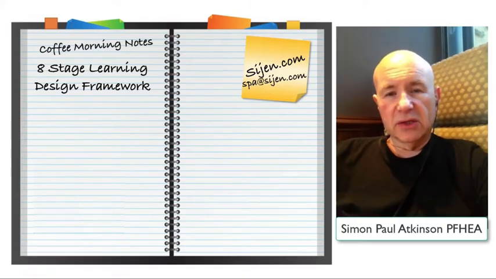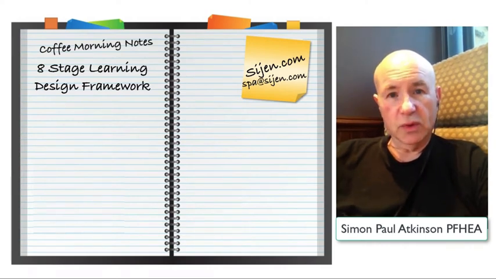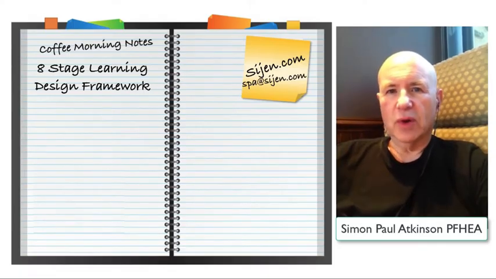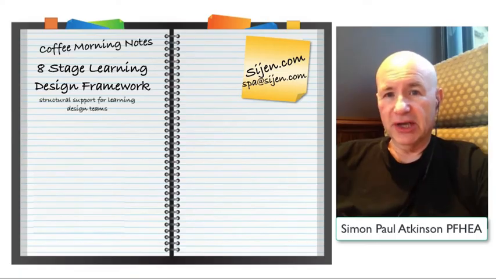The 8-stage learning design framework is essentially a structure that supports learning design teams rather than specific individuals. It is a team framework to design courses and programs in higher education. So there are 8 stages.